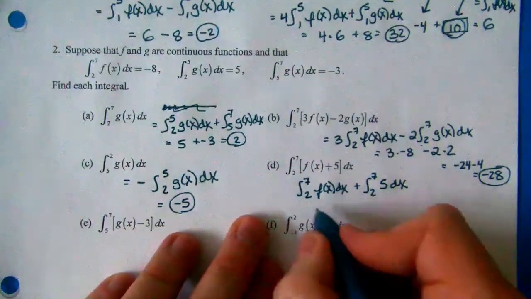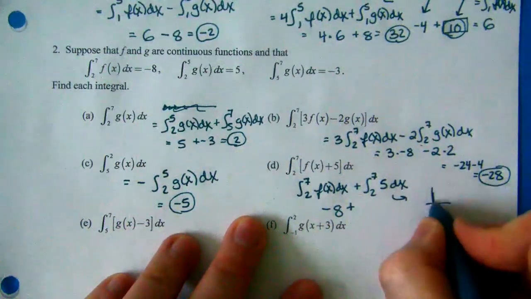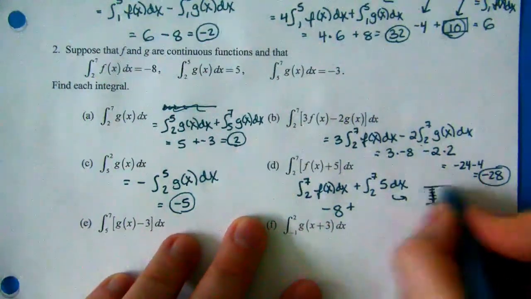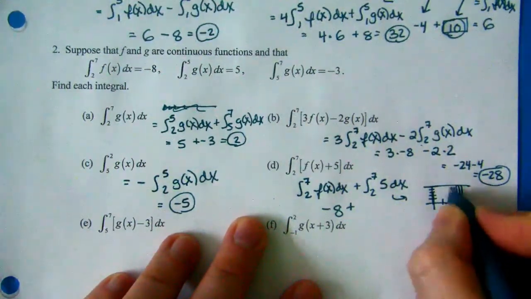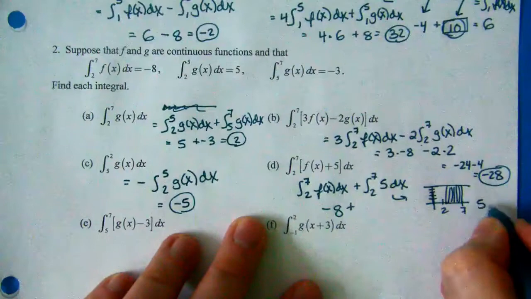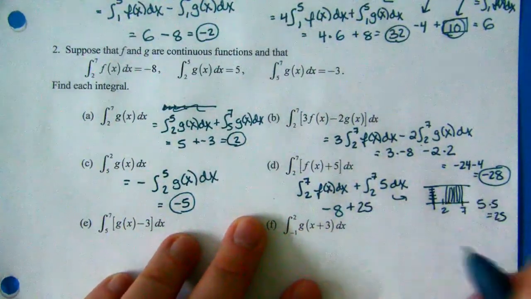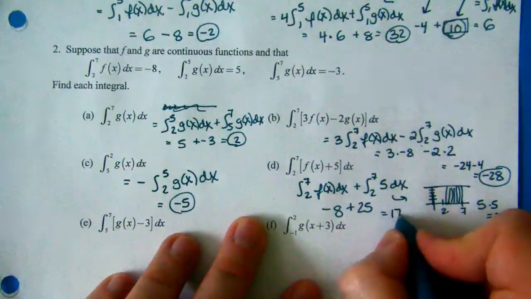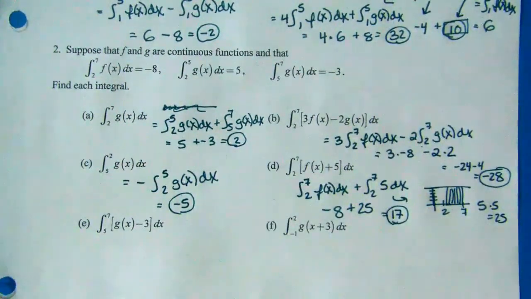Okay, from 2 to 7 of f of x dx, that's negative 8. Plus, what is this thing? That's a horizontal line, 1, 2, 3, 4, 5, at a height of 5, going from 2 over to 7. That's a square. Base is 5, height is 5. 5 times 5, we're getting 25 out of this. Negative 8 plus 25, your final answer will be 17. Exact same idea in letter E. Try letter E.